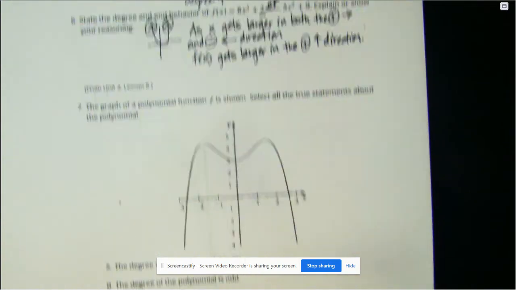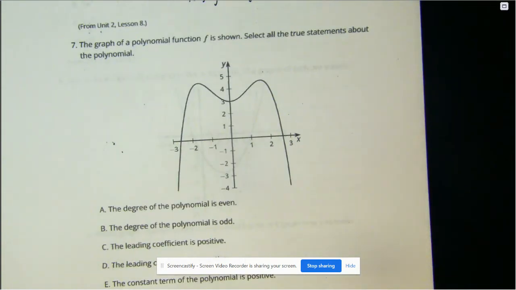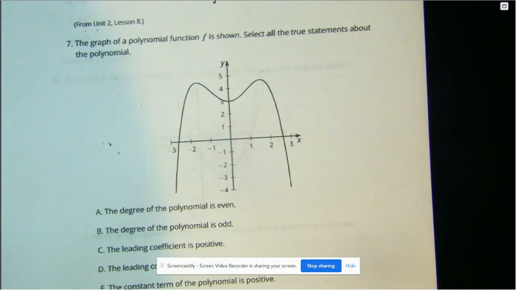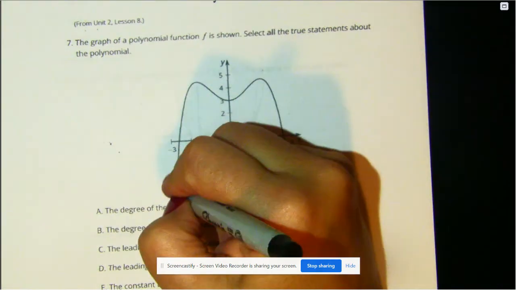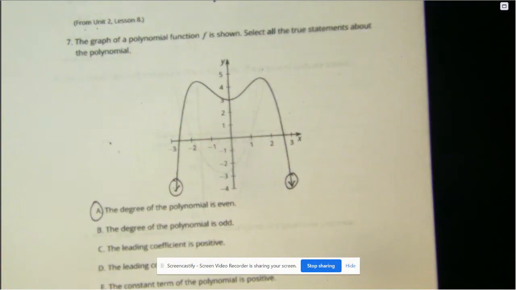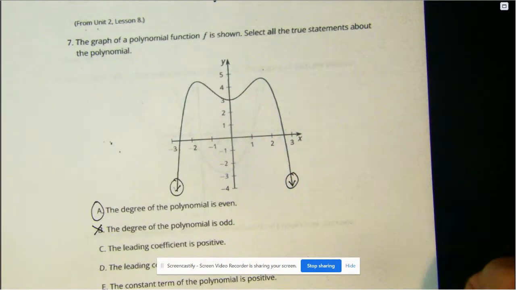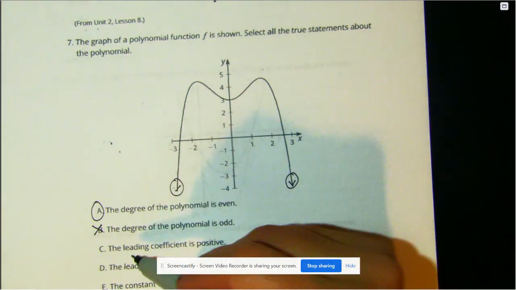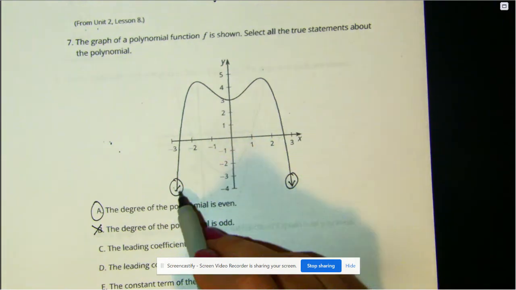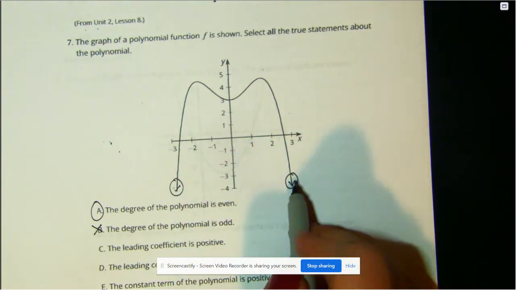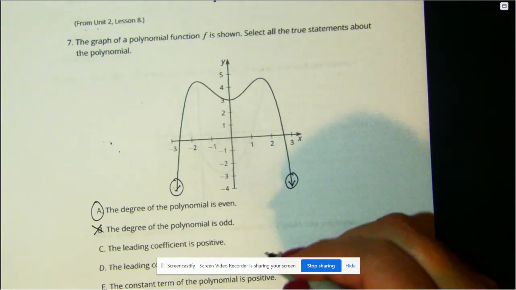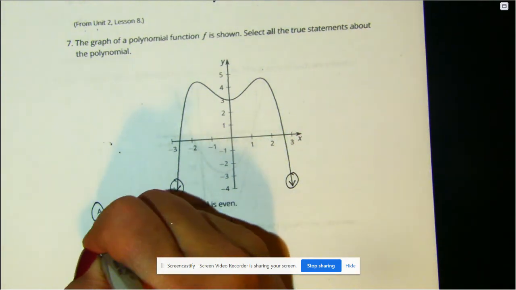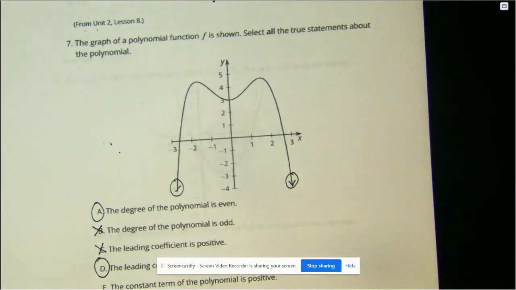Number 7, the graph of polynomial function f is shown. Select all true statements. The degree is even. True, because both ends are together. The degree is odd. No. If the degree is odd, then the ends are going in opposite directions. The leading coefficient is positive. Since both of the ends are down, that means it had to be a negative leading coefficient. So that is incorrect.